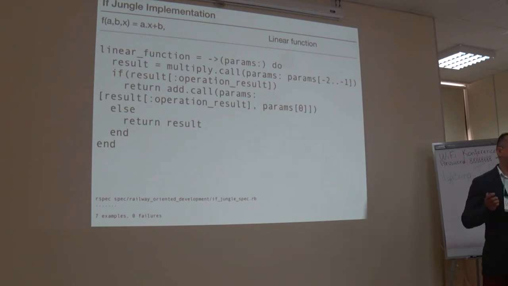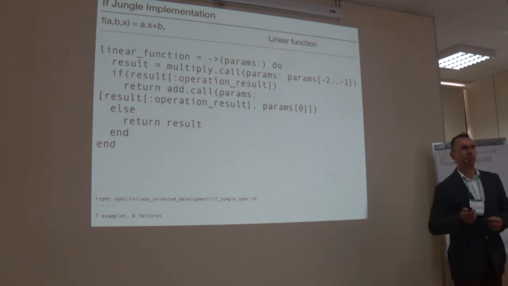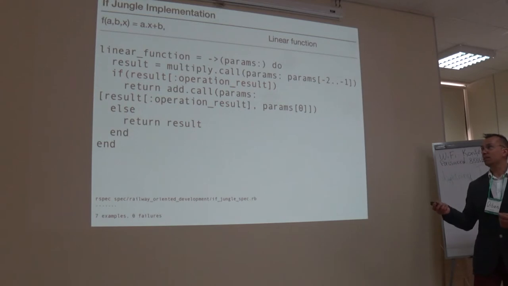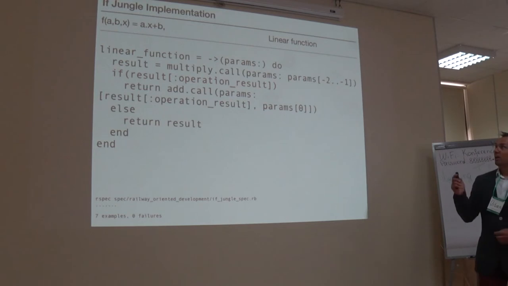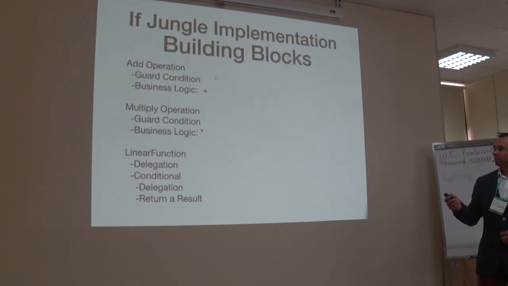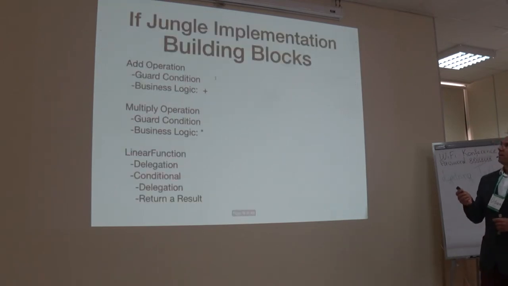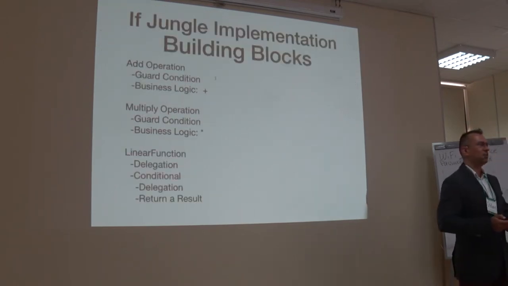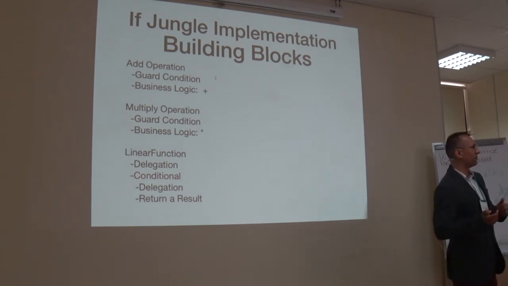So this is the linear function. In the linear function, we call the multiply operation. If the result is a result, then we call the add operation by passing the outcome of the first operation, or in case it's an error, we return the error. So it's simple. But we have two conditionals, which worries me a lot. Let me summarize what happened here. So in a linear function, we have two operations, the add and multiply, both of them having a guard condition and a business logic.